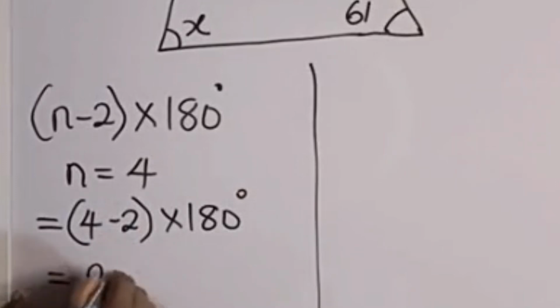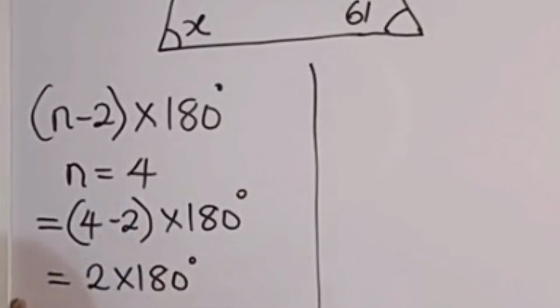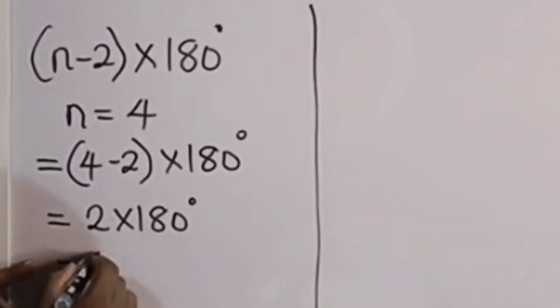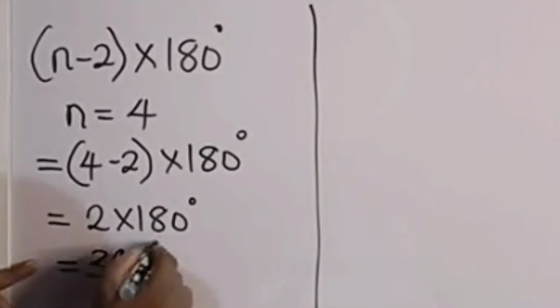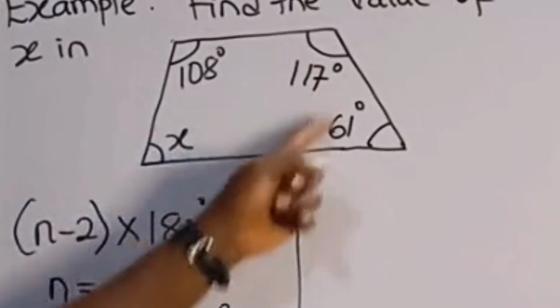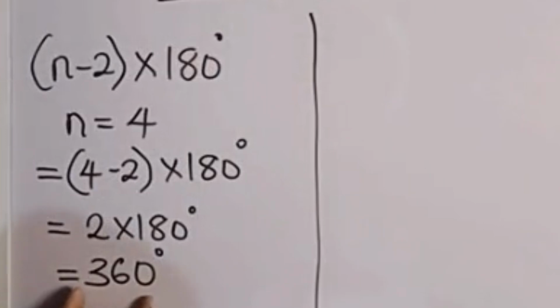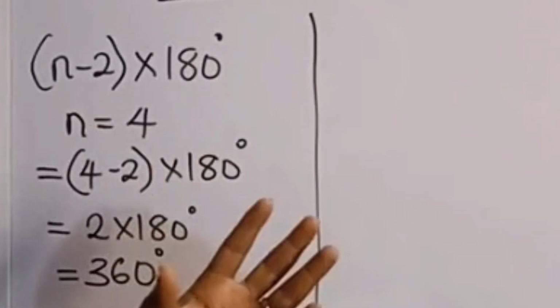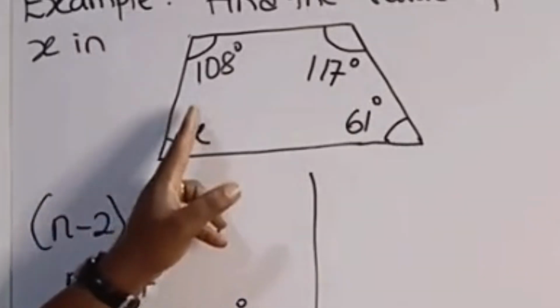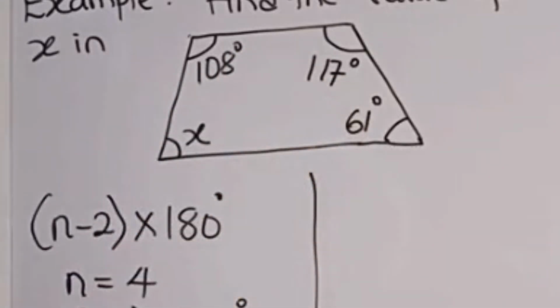So we have 2 times 180 degrees. 2 times 180 degrees is going to give us 360 degrees. That means if you add these 4 angles together, you are supposed to get 360 degrees. Okay, so we've done the first step, we've done the second step. Now we know that the sum of all the 4 angles is equal to 360 degrees.